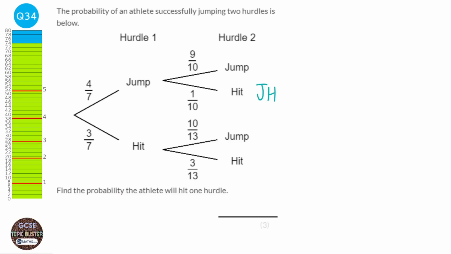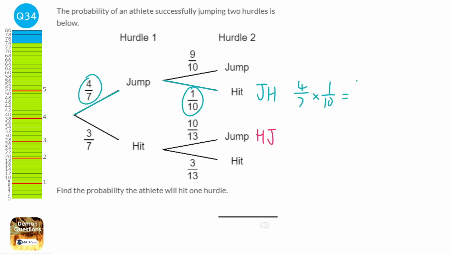There are 2 outcomes that will end up with the athlete hitting 1 hurdle, and that will be jump, hit here and hit, jump here. If they jump both hurdles, obviously, or if they hit both hurdles, that's not them hitting 1 hurdle. So to work out the probability of ending up with jump and then hit, we're just going to multiply those 2 probabilities together. So 4 over 7 times 1 over 10, should be 40 over 70.